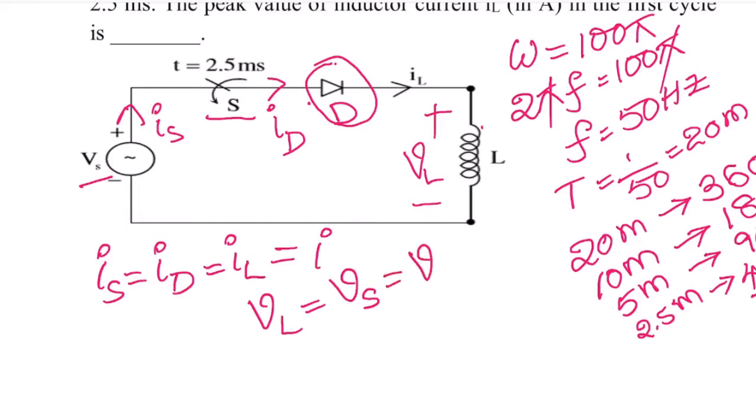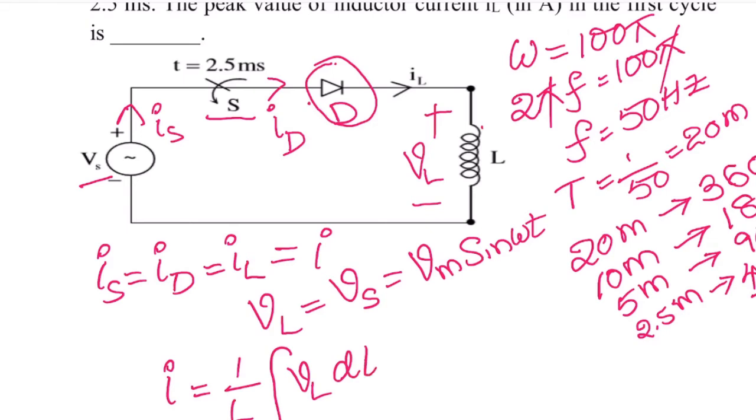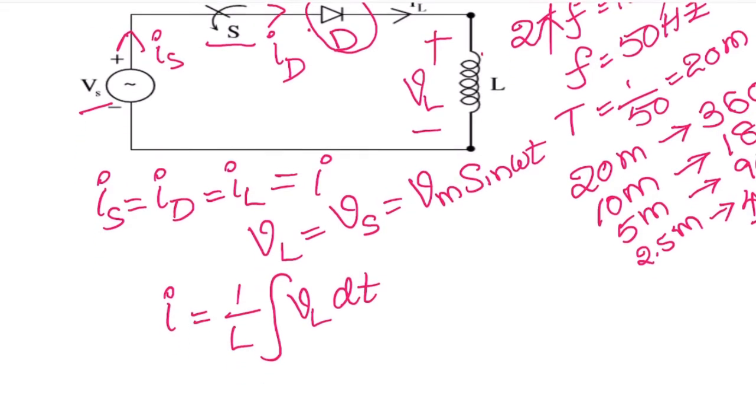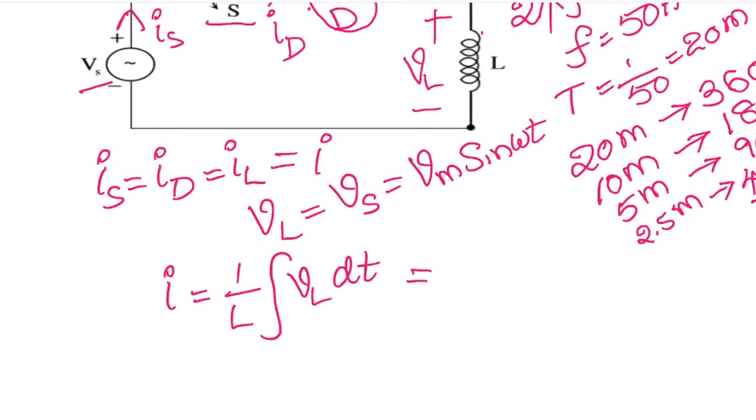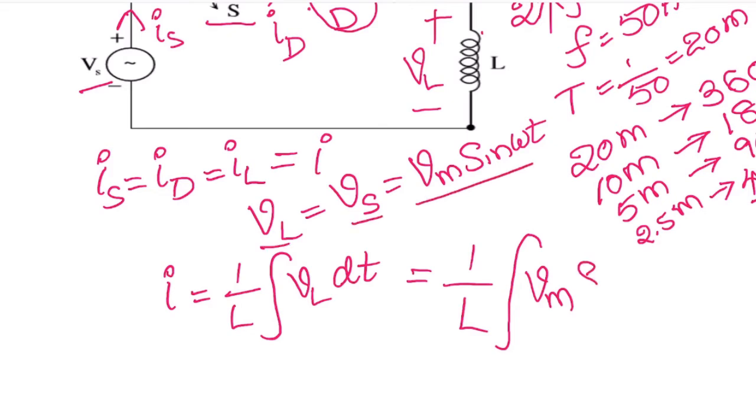Now, can I represent Vs as Vm sin omega t? You know that the law across the inductor is I is equal to 1 by L integral of VL dt. If I write here, this is equal to 1 by L integration of VL, and you know that VL is equal to Vs, that is equal to Vm sin omega t, dt.